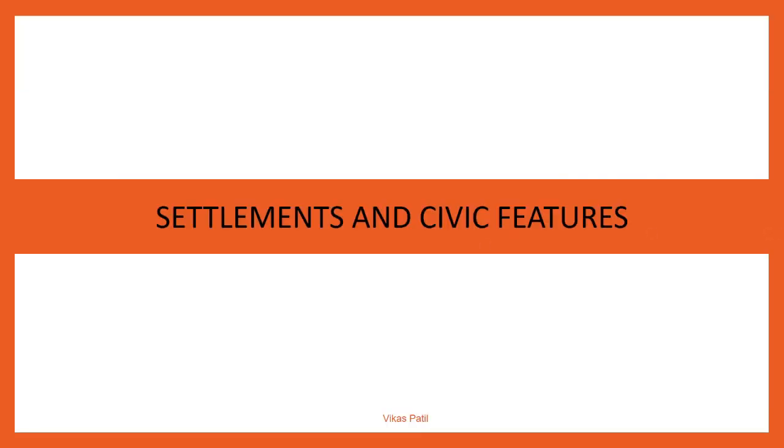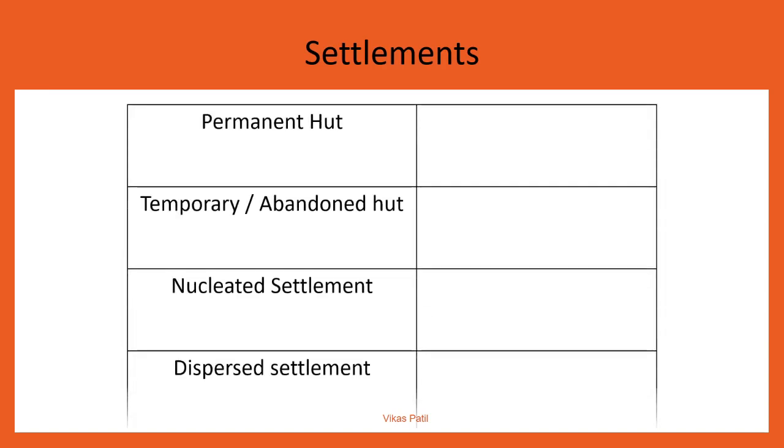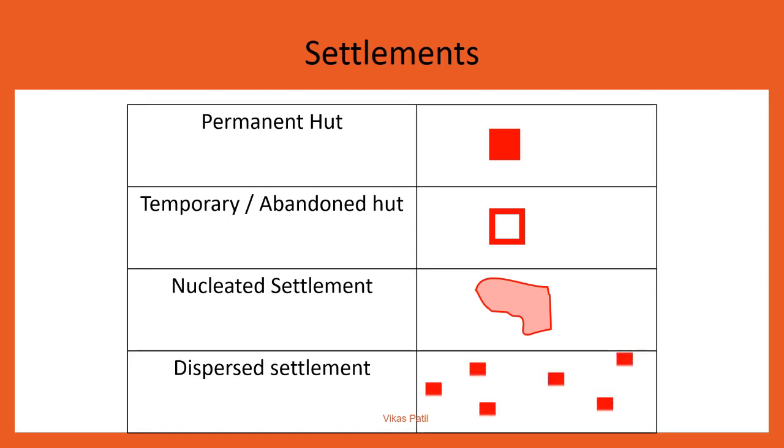Settlements and civic features. In settlements, we have permanent hut shown with a red square, whereas a temporary or abandoned hut is shown with a square with red border. In case of settlements, there are multiple huts very close to each other. A closed polygon shape is shown in red color instead of individual huts. In some cases the huts are far, so they are shown as dispersed settlement. For dispersed settlement, you can see an example in 45D/10. The grid reference is 2016.